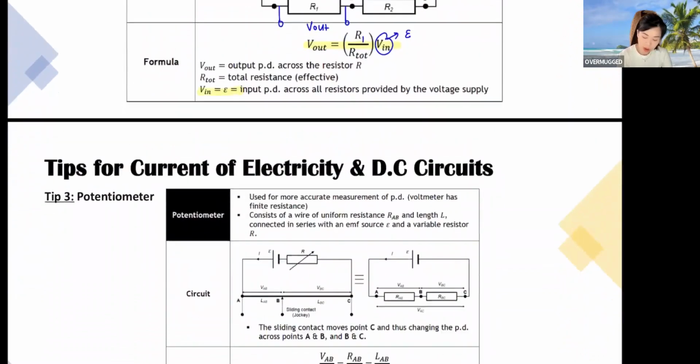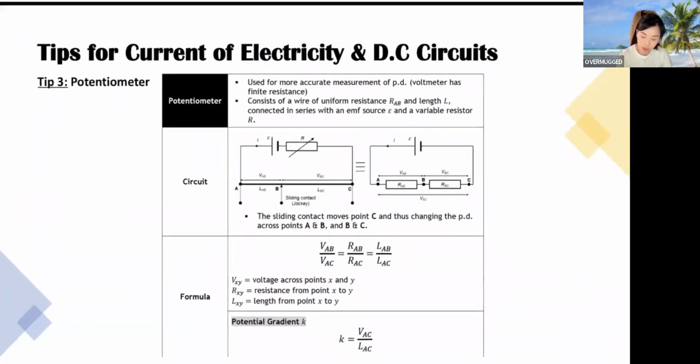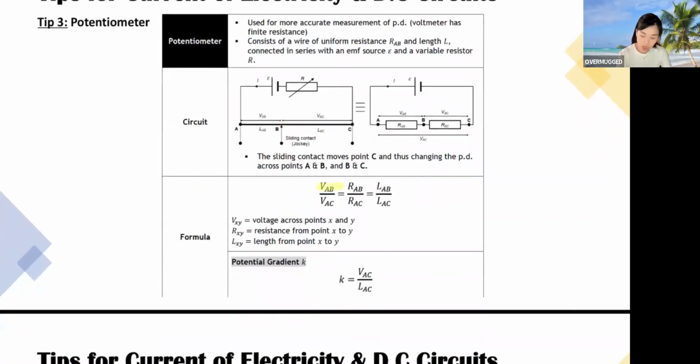Okay? Whereas for potentiometer, it is similar to your potential divider, just that instead of using a fixed resistance, we use a straight line of wire, because wire carries resistance. And with this type of device, we can vary the length of the wire to vary the voltage output, which means to say that the voltage output is actually dependent on the ratio of the resistance of the wire with respect to the original length of the wire, and the ratio of the length that I want to clip at versus the original length of the wire. Okay?